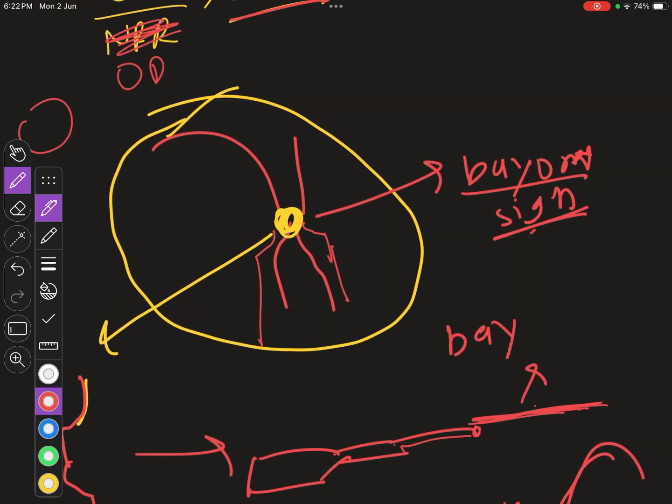Let me write the correct spelling. Bayoneting sign, which is seen in primary open angle glaucoma. ये एक bayoneting sign हुआ.